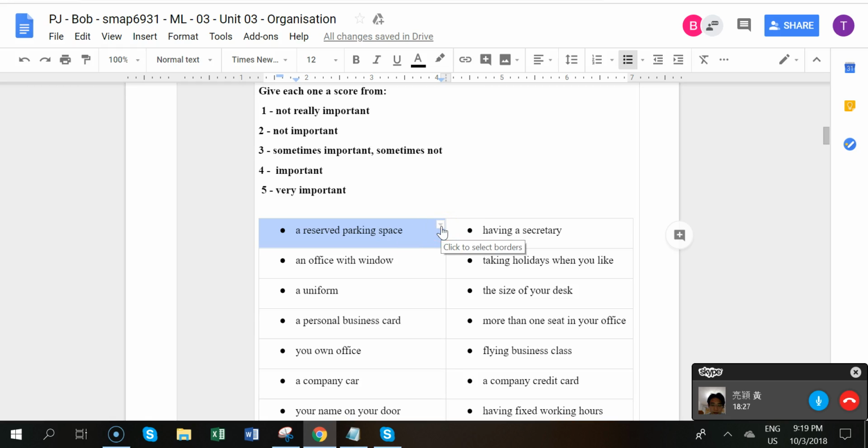Is 4. Okay. So how about this one? Can you read this? Reserve parking space. Okay. It's not a 4. It's 3. Sometimes and sometimes not. How about this one? Office with window. 3. Okay, 3. Office with window.